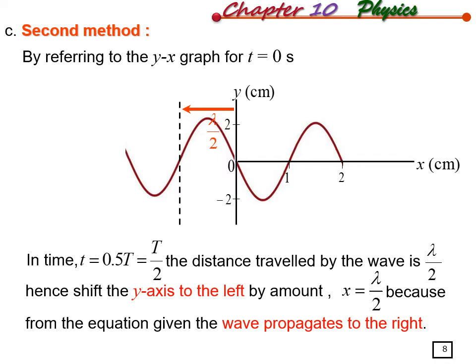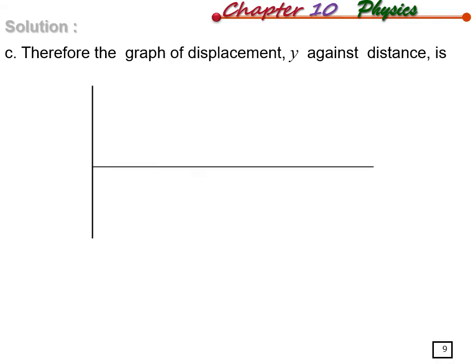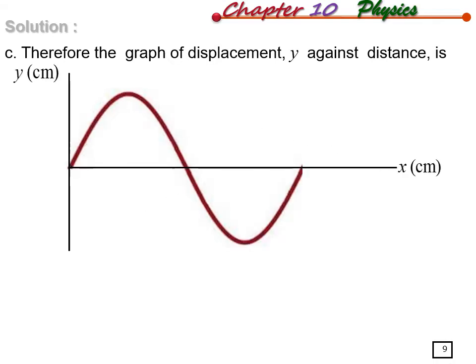So the wave propagates toward the right, so that means we shift the axis to the left. Your starting point over here will shift over here and then it will start from here, and then over here. Then we redraw the graph for the new axis.